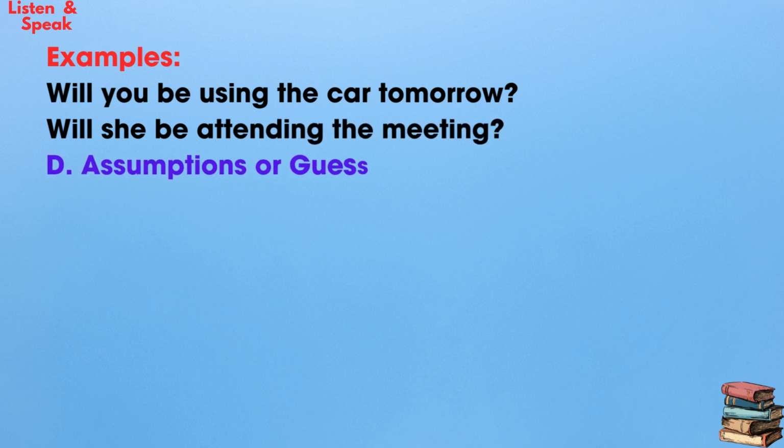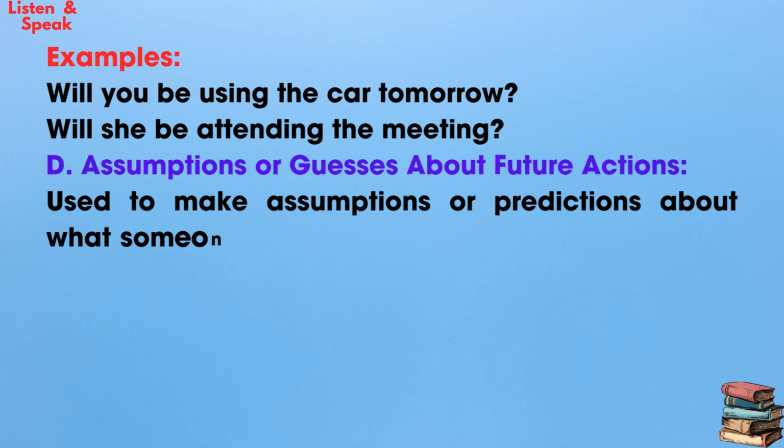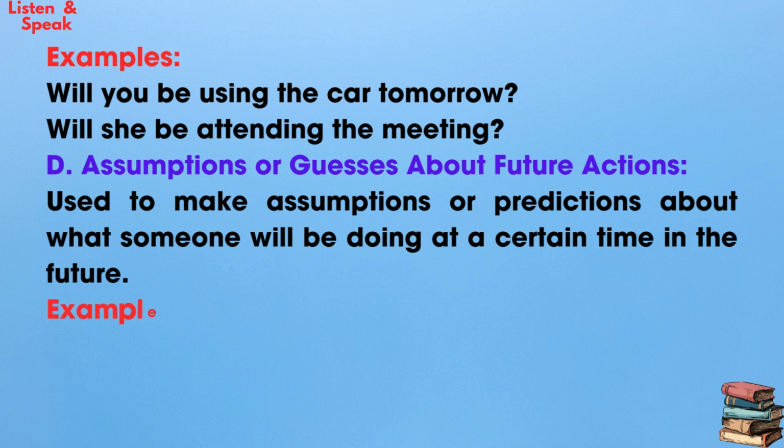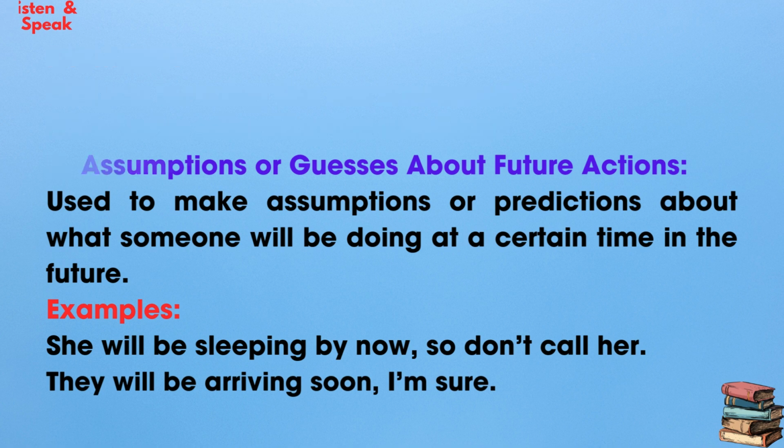D. Assumptions or guesses about future actions. Used to make assumptions or predictions about what someone will be doing at a certain time in the future. Examples: She will be sleeping by now, so don't call her. They will be arriving soon, I'm sure.